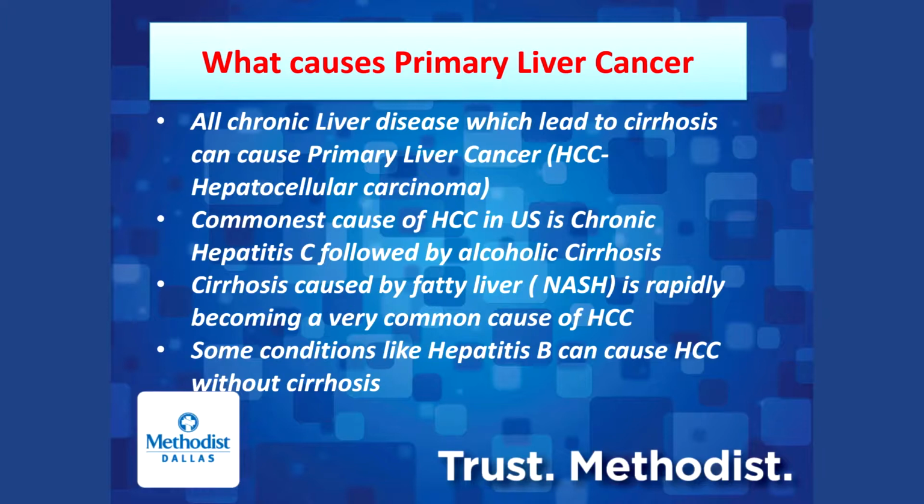But given the amount of fatty liver that we see in our country, this is going to be the most common cause of primary liver cancer in the next 10 years or so. And then patients who have hepatitis B, that's one disease that can cause cancer even without cirrhosis. So we often see people from Asia, especially China and Taiwan, and those patients who come from sub-Saharan Africa, develop primary liver cancer at a young age without any chronic liver disease, and it can be quite devastating.